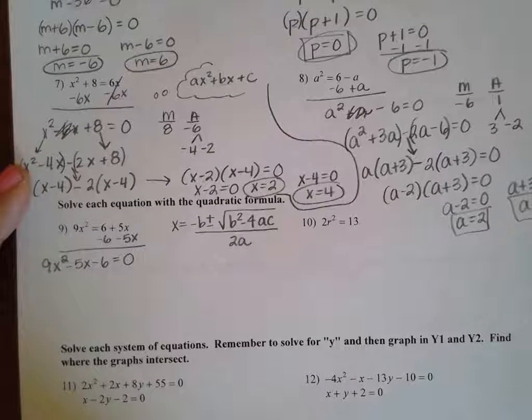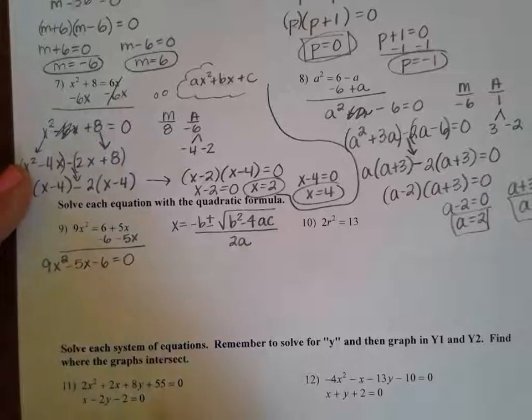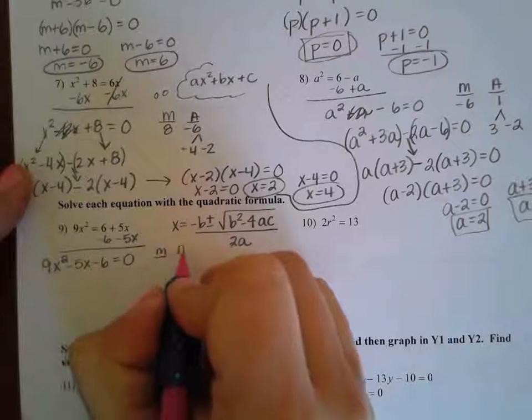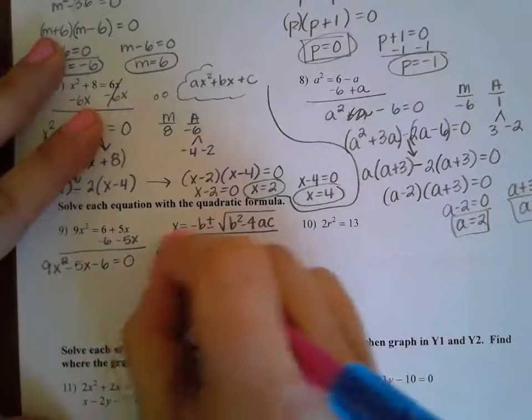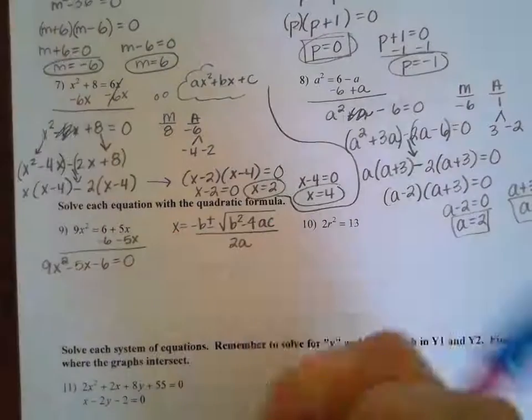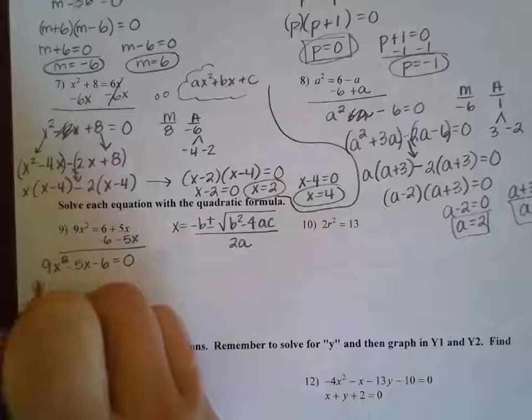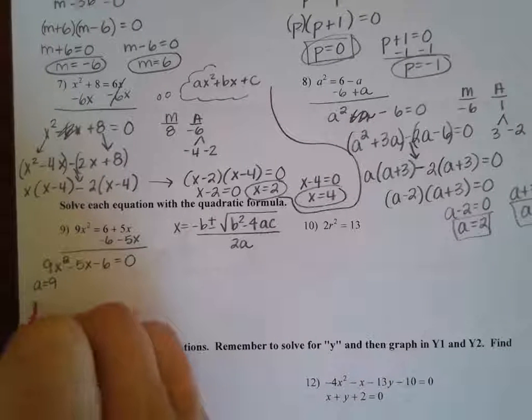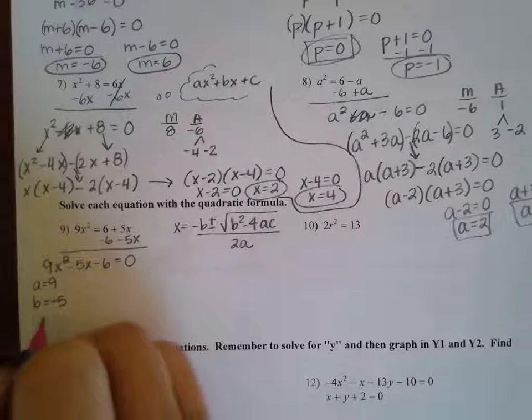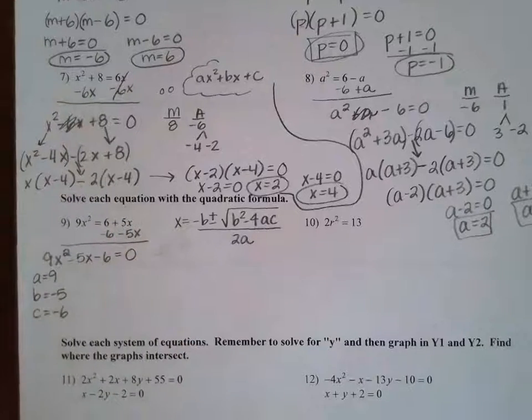Okay, can't take out a GCF there, so I guess we're going to do the trinomial method. Actually, no, we're not going to do the trinomial method. We're going to do the quadratic formula. I don't know what I was thinking. I guess because of so much factoring. All right, here we go. A equals 9, B equals negative 5, and C equals negative 6.